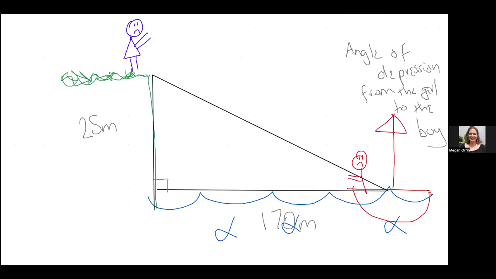My angle of depression must go down from the horizontal. It is not this angle. It is from the horizontal. It is this angle. This is why people get this stuff wrong all the time, okay? It's fair enough. This is a little bit tricky. You must go from the horizontal looking down.